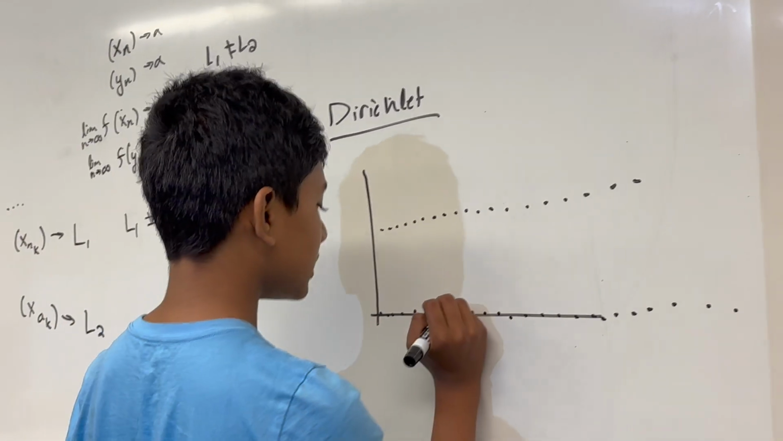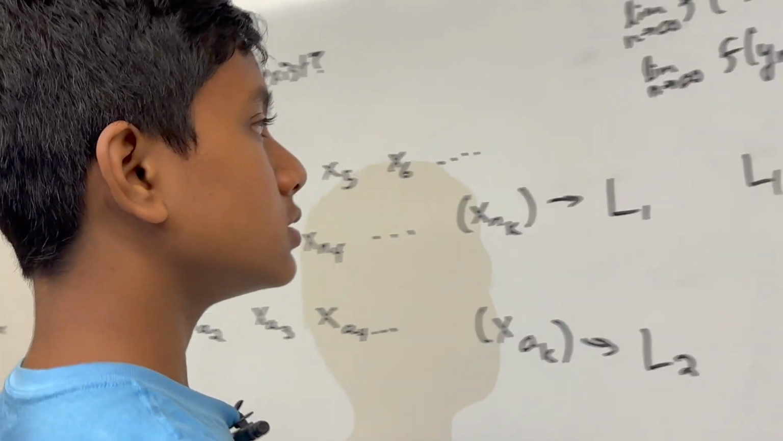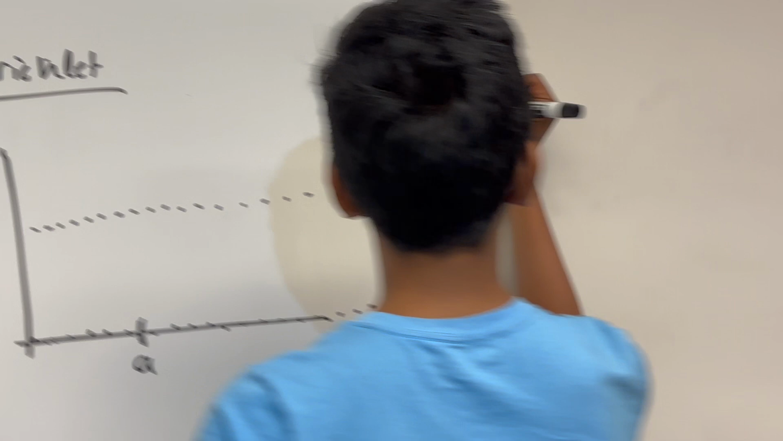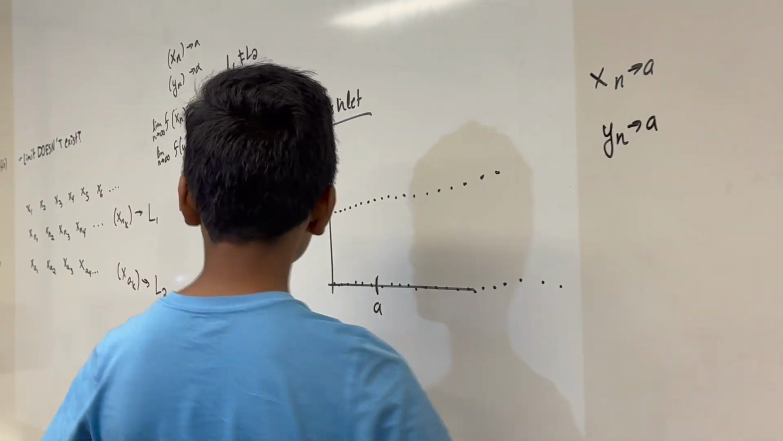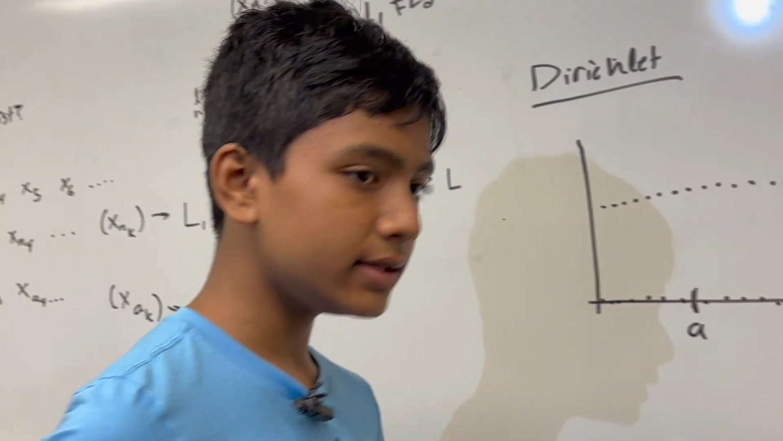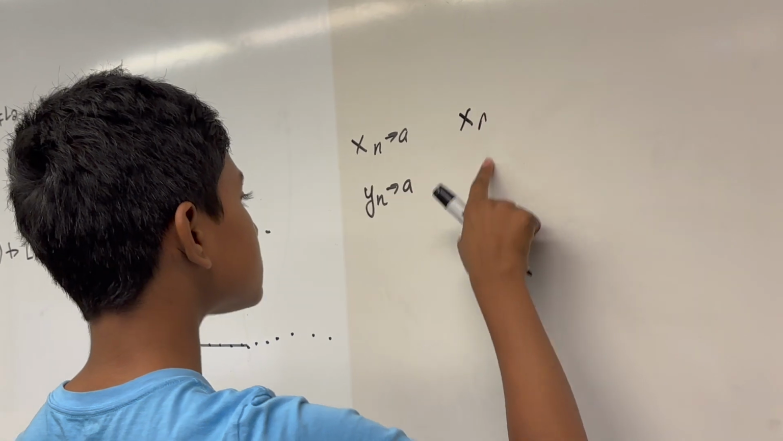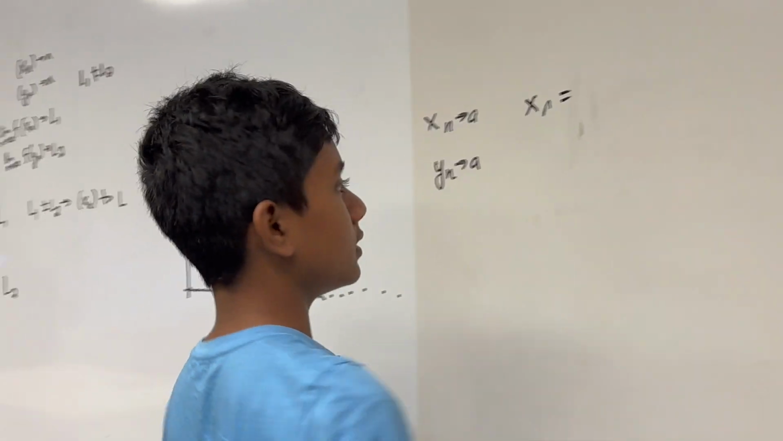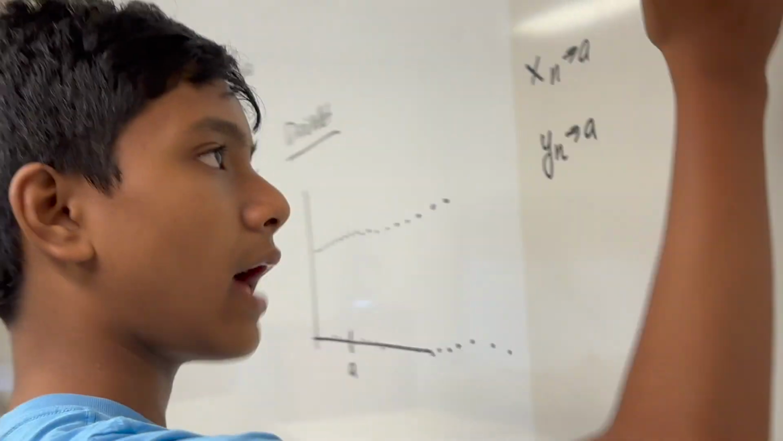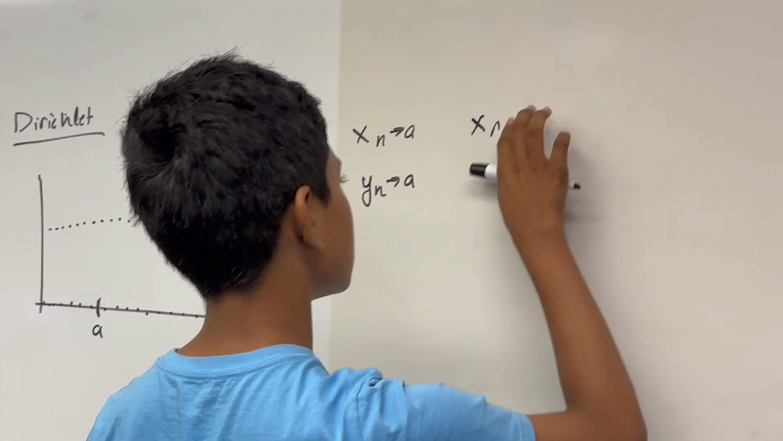Well, to start, let's say we have some point A right here. So, we want to form a sequence xn that converges to A and another sequence yn that converges to A. Alright, so I've got an idea. Let's say xn is equal to A accurate to n decimal places. So how can we say this?